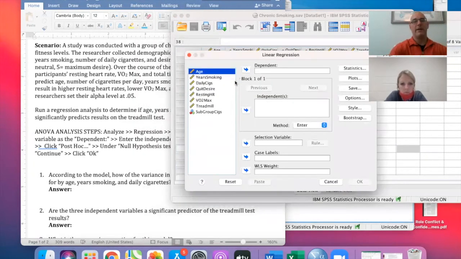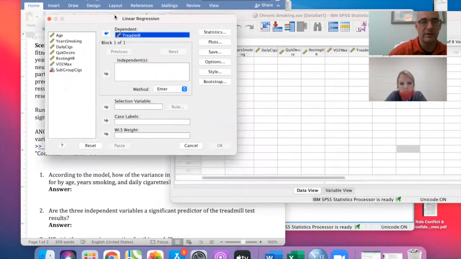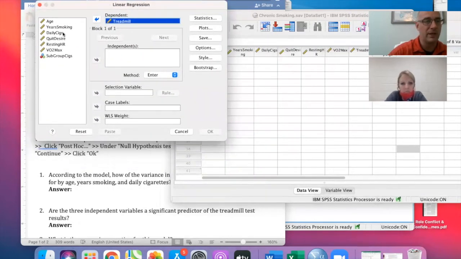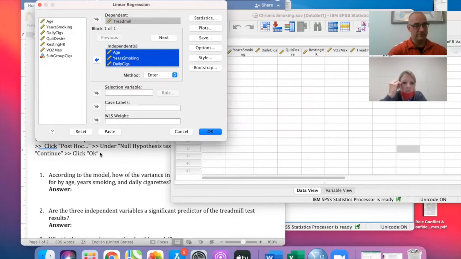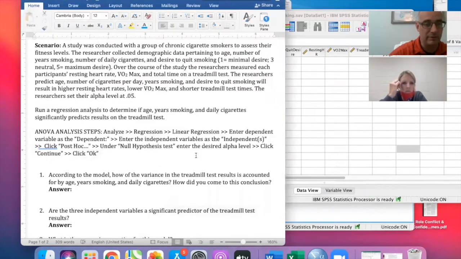Now, what did we say our dependent variable is? The treadmill results, the treadmill test. Yep, so we're going to move that over here to treadmill. And then we said we were going to take age, years smoking, and daily cigarette use as our independent variables. All right, so we entered all of those.